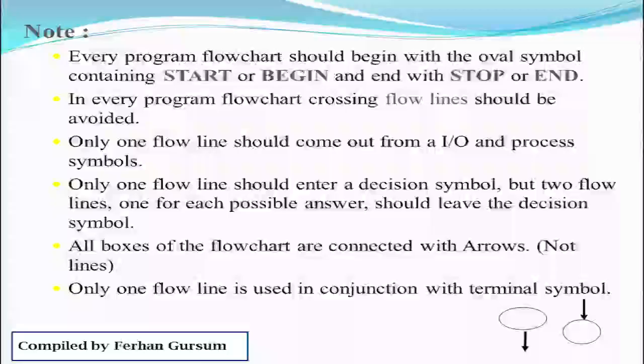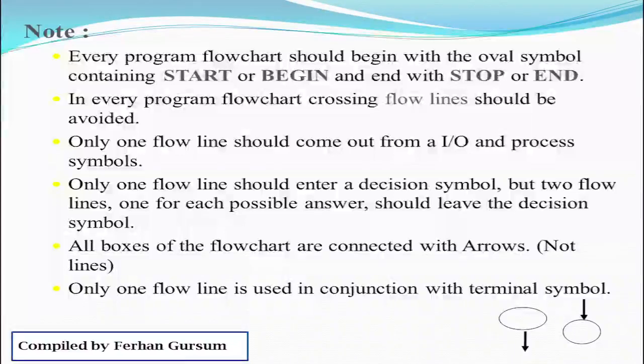Every flowchart program should begin with the oval symbol that contains inside start or begin, and at the end you can put an oval shape again and write inside stop or end. The second point is that in every program flowchart, crossing flow lines should be avoided. Instead of crossing the flow lines, you can use a connector.